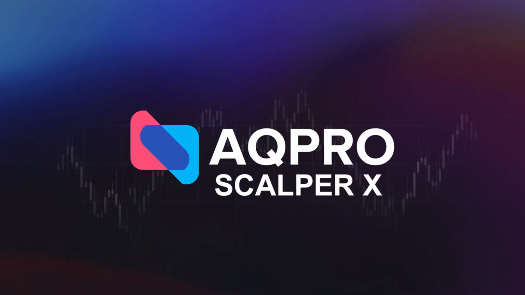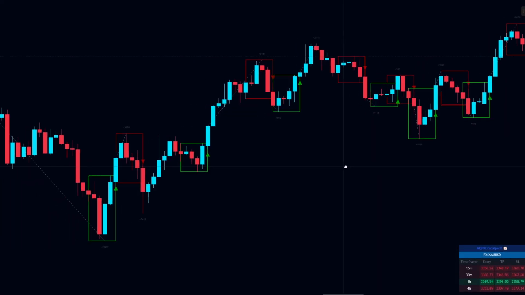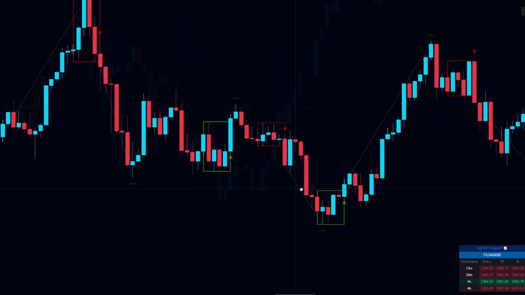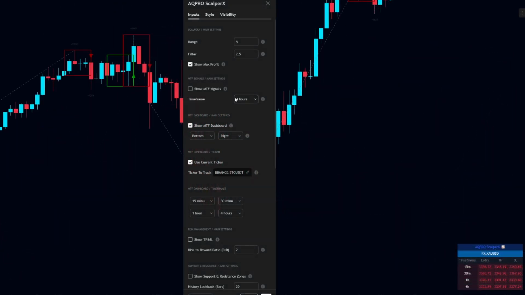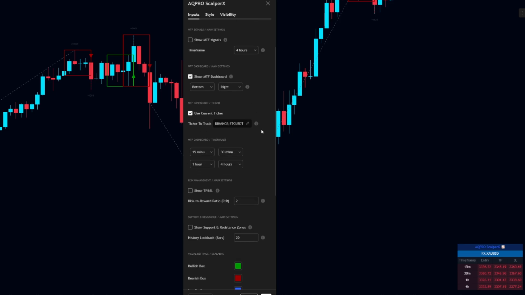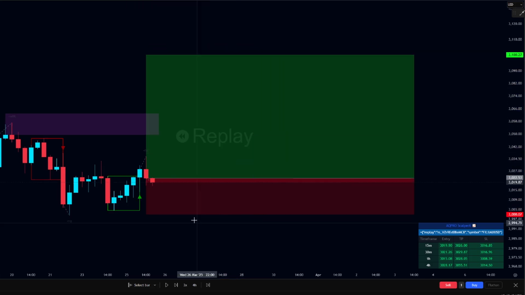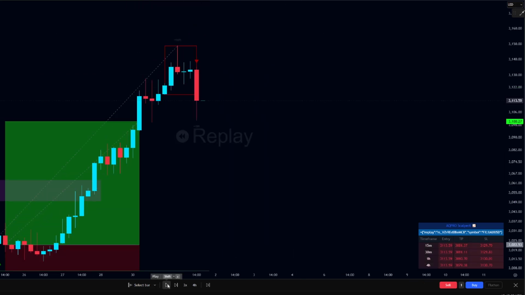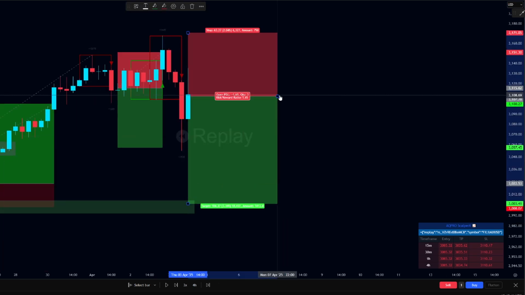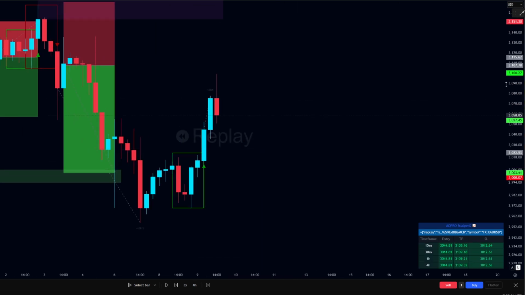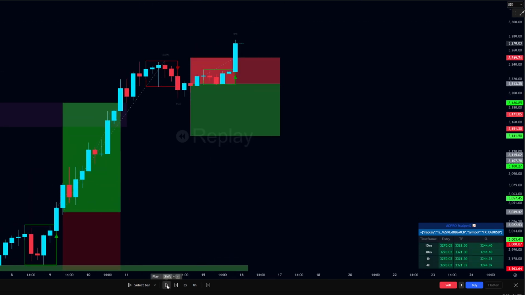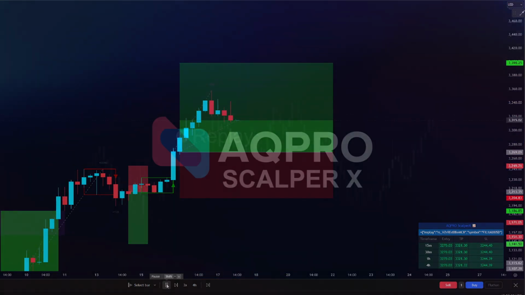Introducing AQPRO SCALPERX, a next-generation trading indicator designed for precision scalping and breakout strategies. Whether you're a seasoned trader or just starting out, SCALPERX offers a comprehensive suite of tools to enhance your trading decisions. SCALPERX is a multifunctional indicator that combines advanced breakout detection, multi-time frame analysis, and real-time risk management. It's engineered to identify high-quality trading opportunities by analyzing price action across various timeframes.